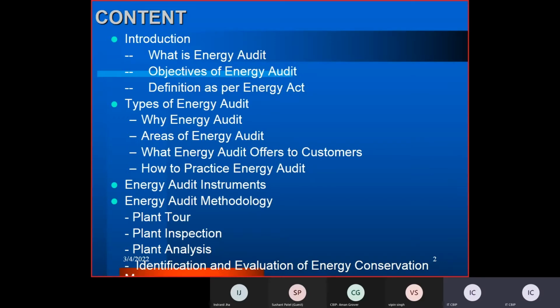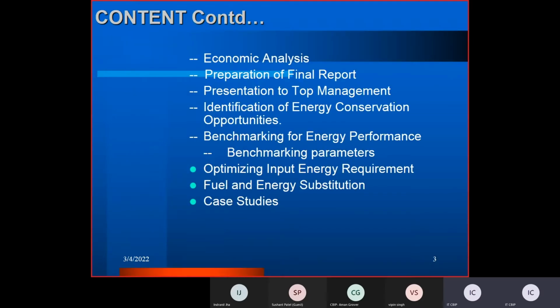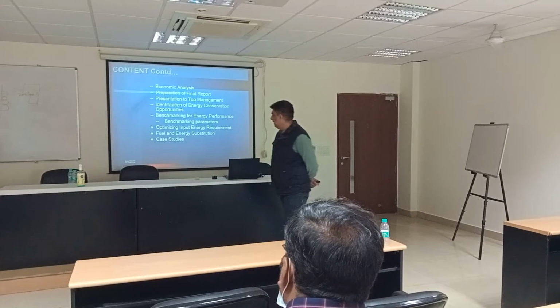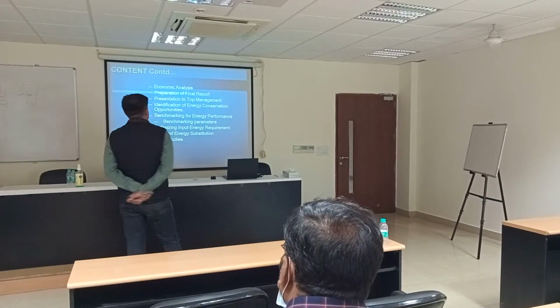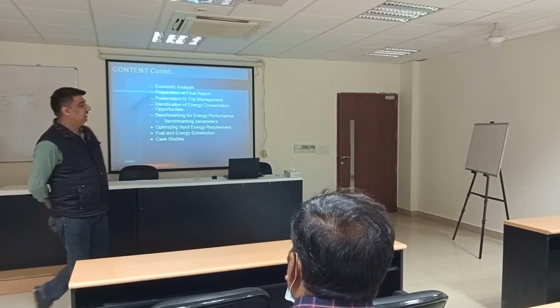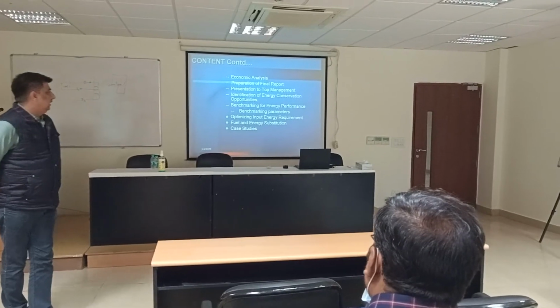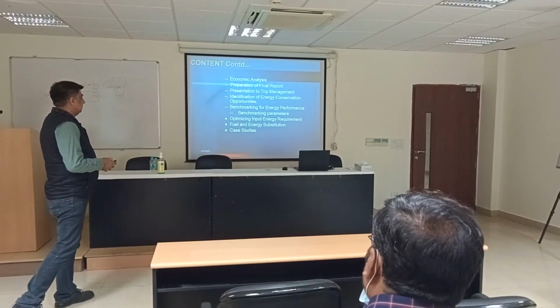This is the upcoming area. Then, what are the instruments that are used by the Energy Audit team? Then Energy Audit methodology: plant tour, plant inspection, plant analysis, identification and evaluation of energy conservation, economic analysis, preparation of final report, presentation to the top management, identification of energy conservation opportunities. Then benchmarking for energy performance indicators, benchmarking parameters, how to select those parameters for energy specific requirements, optimizing input energy requirement, fuel and energy substitution, and case studies.